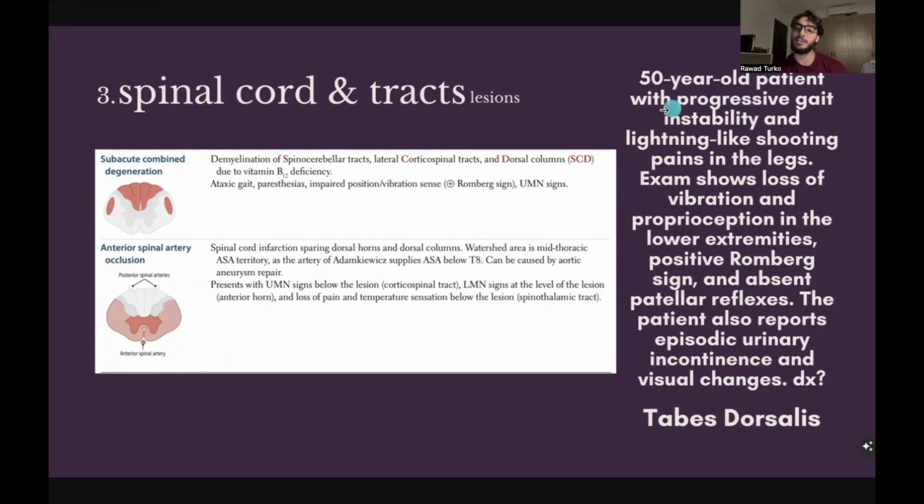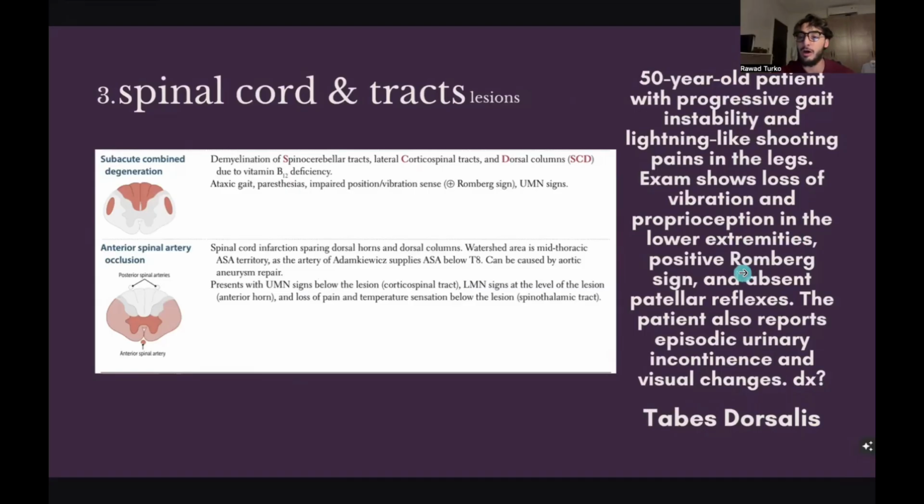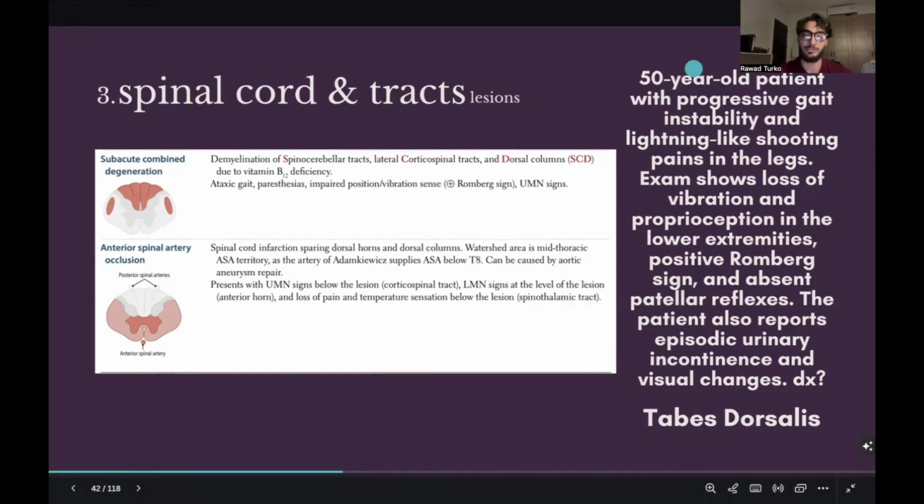A 50-year-old patient with progressive gait instability and lightning-like shooting pains in the leg. Examination shows loss of vibration and proprioception in the lower extremities, positive Romberg sign, and absent patellar reflexes. The patient also reports episodic urinary incontinence and visual changes. What's the diagnosis? Tabes dorsalis. Okay, so the lightning-like shooting pains in the leg is a buzzword for tabes dorsalis. Also the positive Romberg sign, and also the visual changes. Okay, again, we have the Argyll-Robertson pupils in tabes dorsalis because of the tertiary syphilis that you'll see here. And all of that points to tabes dorsalis.